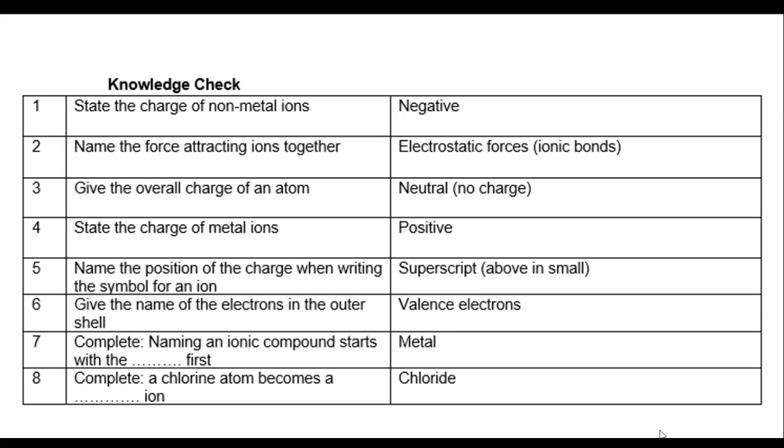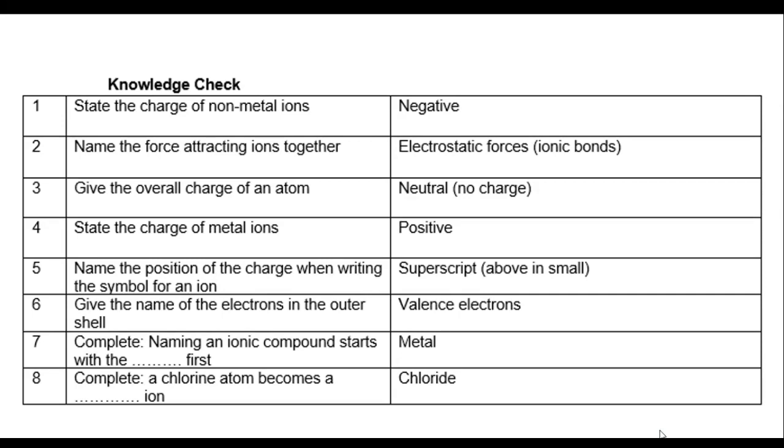The position of charge when writing the symbol for an ion is superscript. This means that we write it above in small. So we pretend that it's flying a little bit and we write it up above and in very small writing. The name of the electrons in the outer shell is valence electrons.